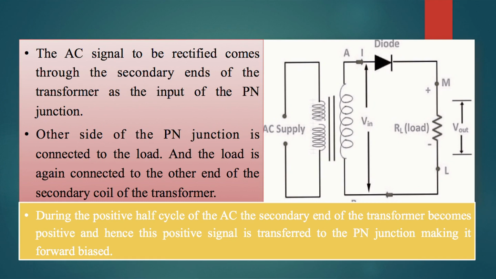So during the positive half cycle of the alternating current, the secondary end of the transformer becomes positive, and hence this positive signal is transferred to the PN junction, making it forward biased. So the current passes through the junction and we get the voltage drop across the load. Here you can see in this diagram the non-zero V output of the rectifier when the AC is changing from 0 to pi. That is the positive half cycle of the AC.